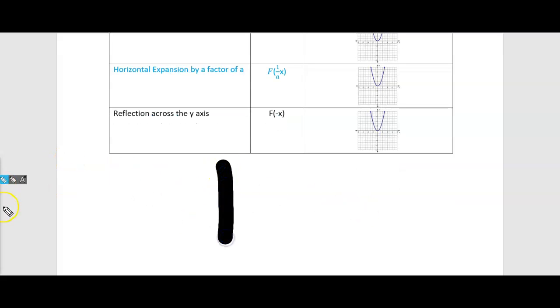Let's say that, I hate how this thing does that automatically. It does it all the time.